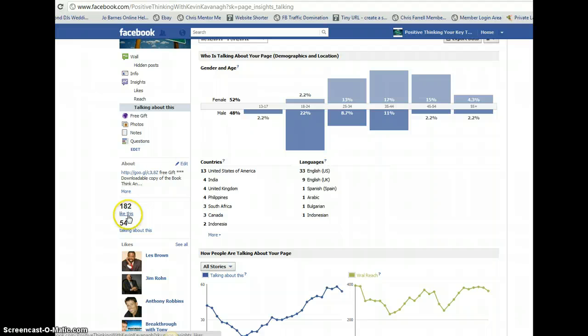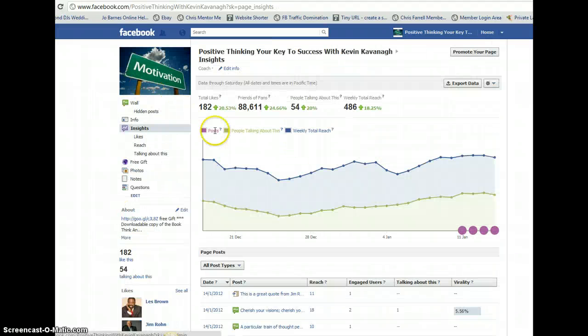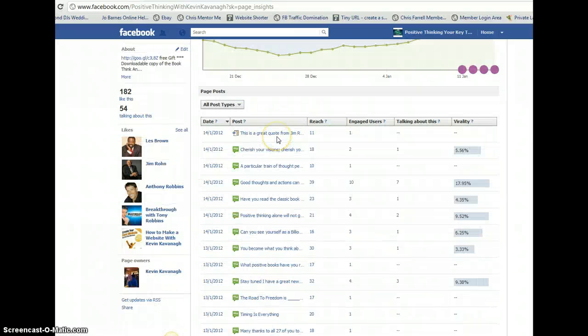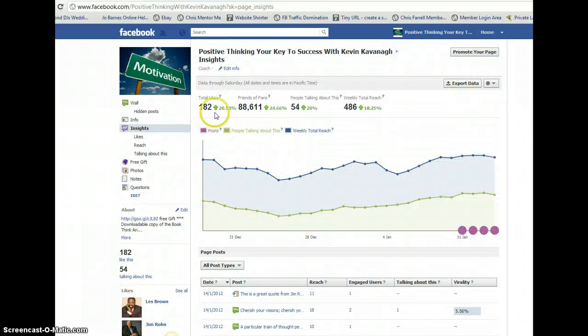If we go a little bit up to this thing called Insights, it gives us more detail in relation to the page itself. So in total we have 182 likes, which is up 20.53%. Now the friends of the fans, this is where it gets really interesting. Do you remember we talked about these figures down here? Well, look at the friends of the fans: an audience of 88,611.